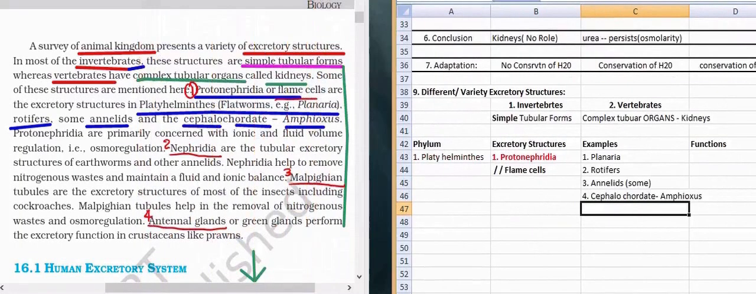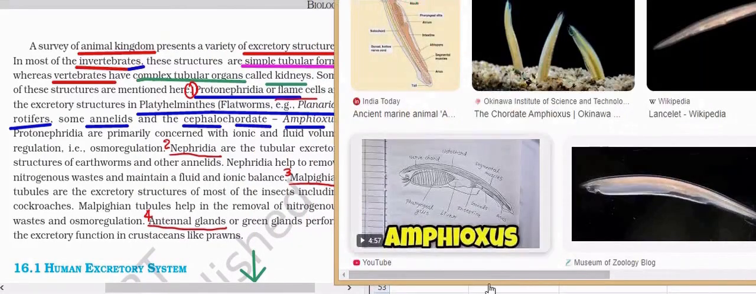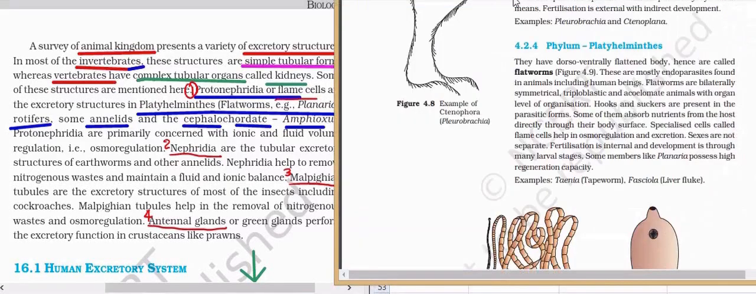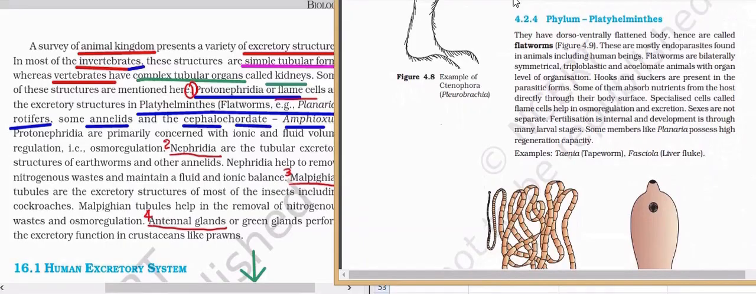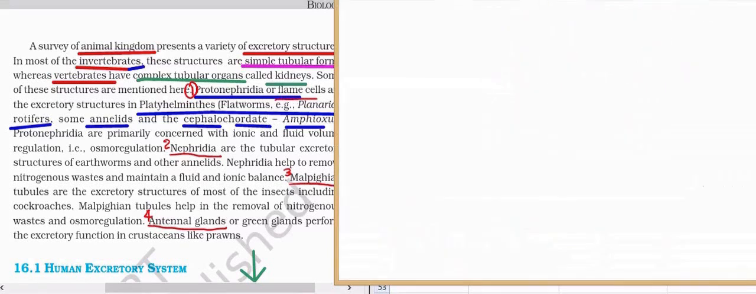Small adjustments, they take some time. If you go to the book, this is the Platyhelminthes we are discussing. In this, there are also planaria. And if you see here, flame cells help in osmoregulation and excretion. So this is the same topic we are discussing. After that, he said rotifers. Planaria examples.